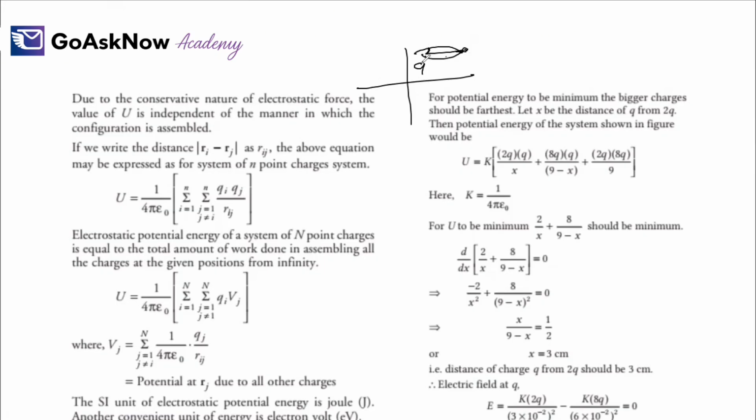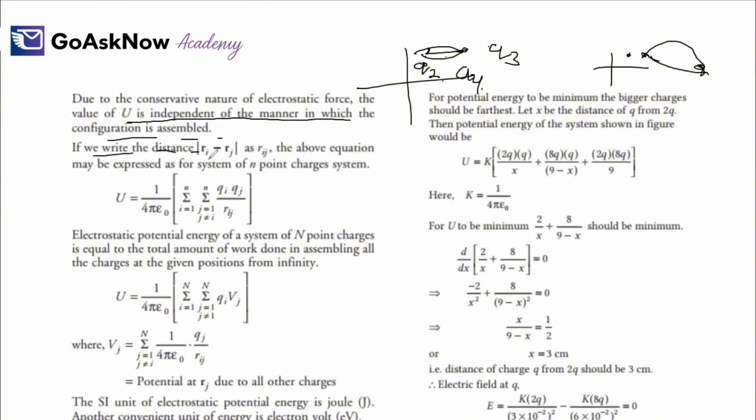It means it will be independent of the configuration. Like if Q2 is there and Q3 is there, and Q4 is there, it will not depend on the configuration. Here it is written: the value of U is independent of the manner in which the configuration is assembled. Like if you bring the Q3 charge from here to here, by any path, it will not depend on the configuration by which it is formed here. So that is written here.